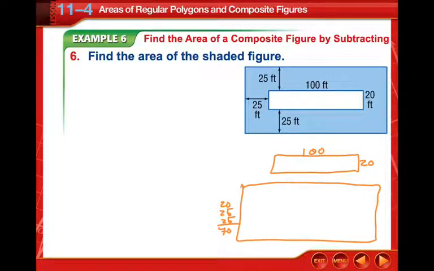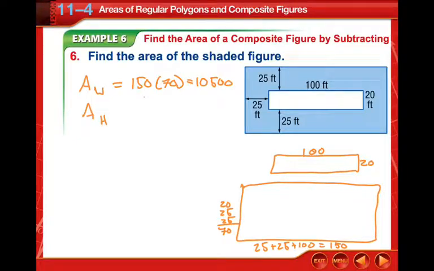And we do the same thing on the other side. It's 25, and it doesn't show it, but it's 25 on both sides of that hole. So 25, 25, and 100, or 150. So the area of the whole is equal to 150 times 70, which comes out to be 10,500.